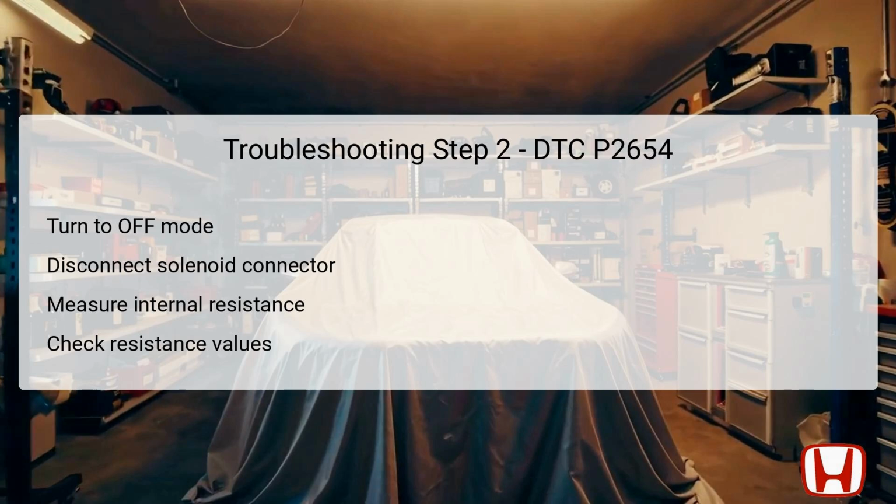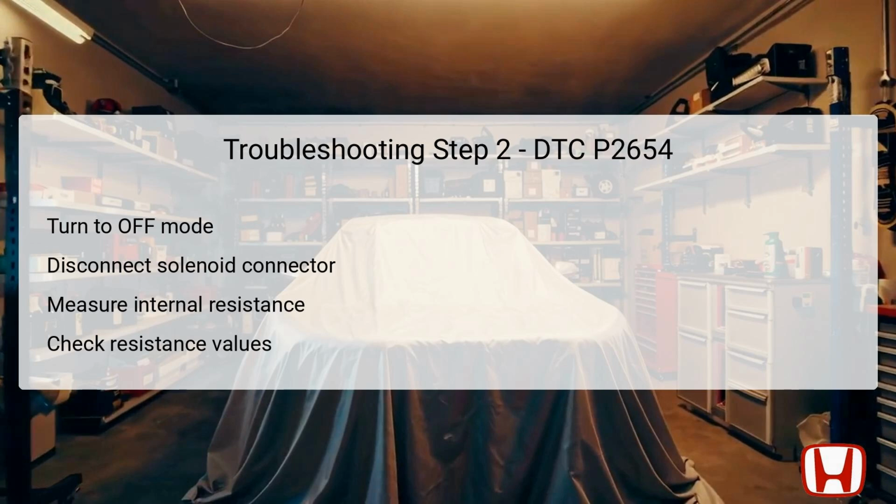Use a multimeter to measure the resistance between the 2 test points on the solenoid side. The correct test condition for this check is with the vehicle off, ensuring you measure the resistance without interference.